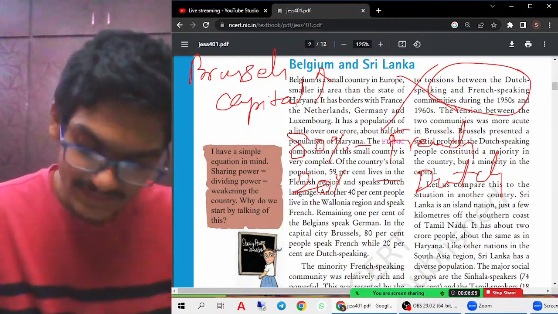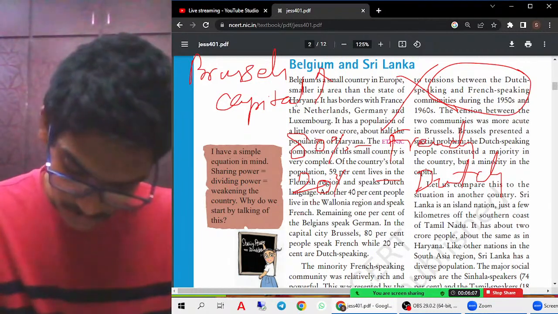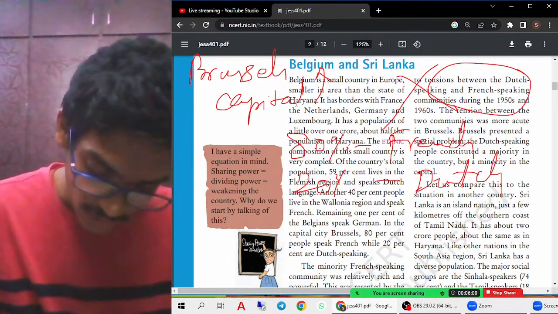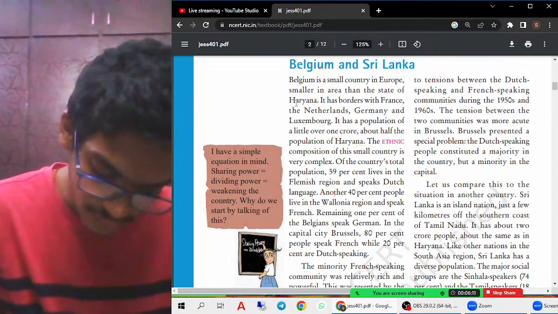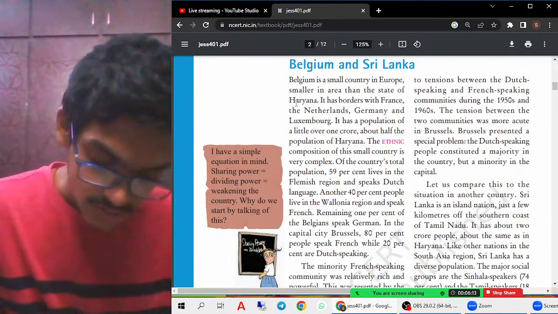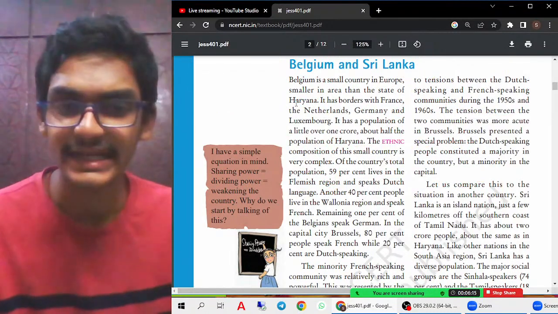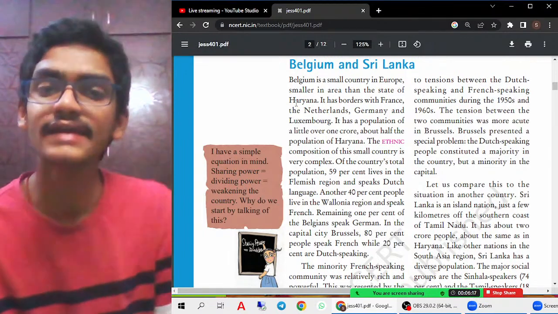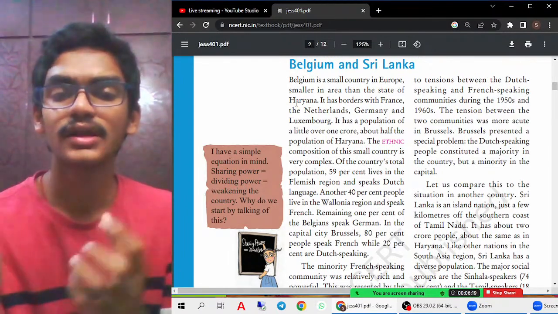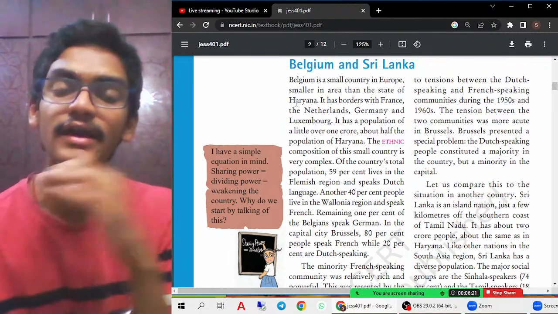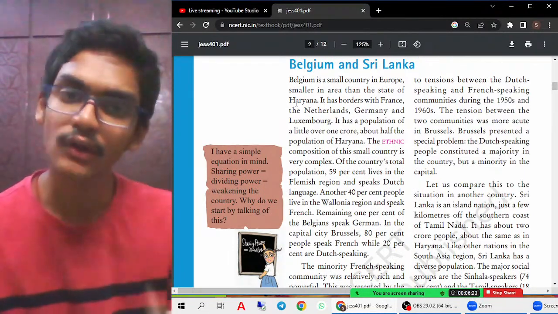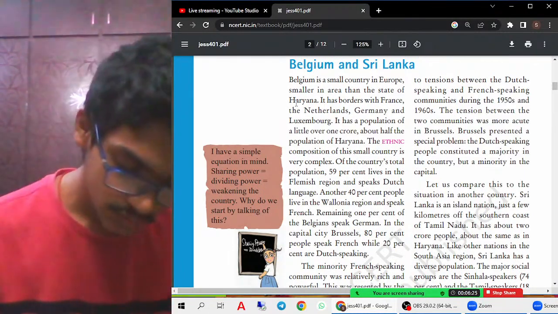Now let us try to understand what was the situation of Sri Lanka. So Sri Lanka was also an island nation. An island nation is nothing but a land which is surrounded by water on all of its sides. Okay. So Sri Lanka.